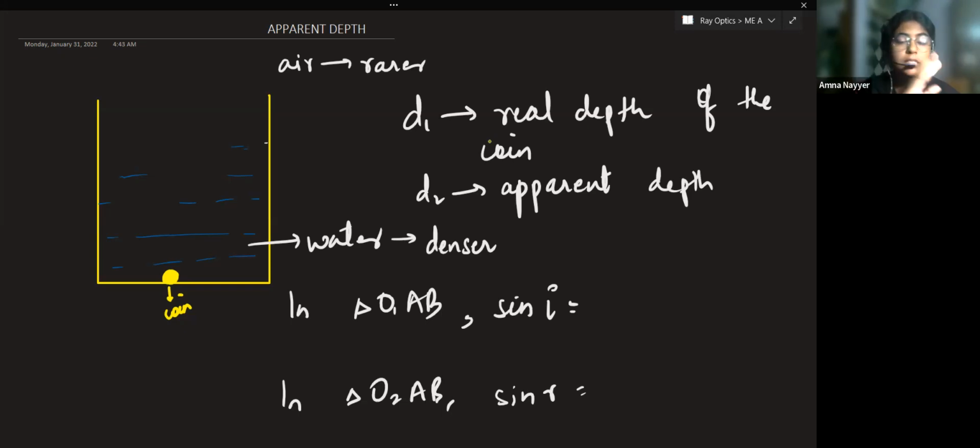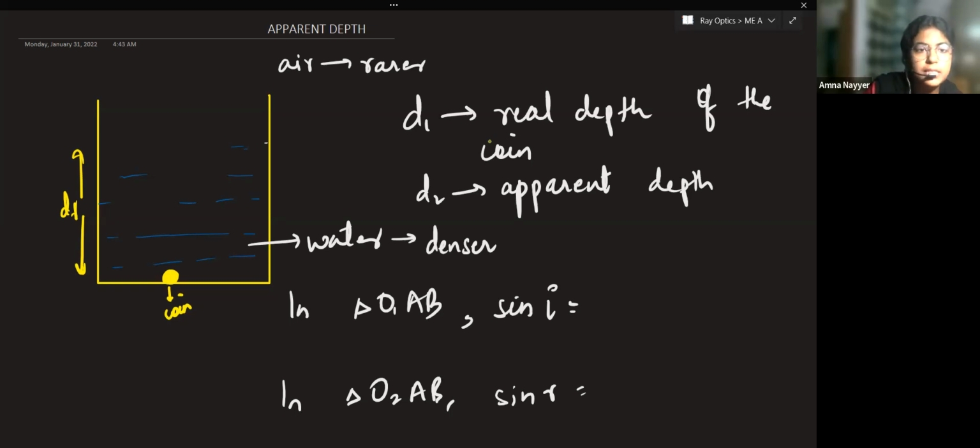So that depth that is not actually present, but that you are able to observe just because of the refraction that occurs because of the two different media, air and water, or air and any liquid, is known as apparent depth. And real depth means the actual depth. For example, if the coin is there, let's say this is D1. D1 is the real depth of it. Fine, this is the real depth of it.